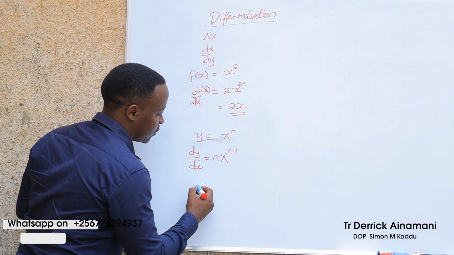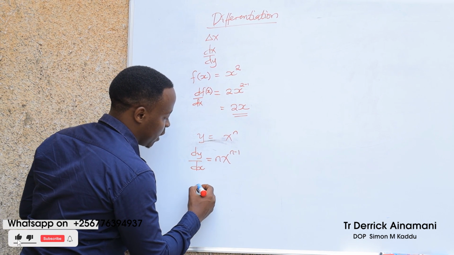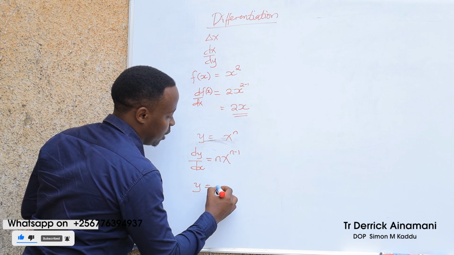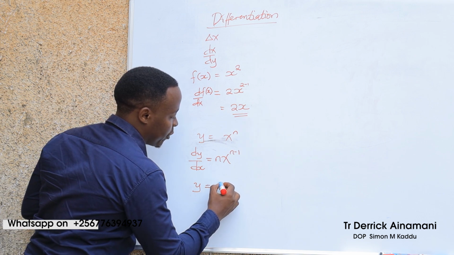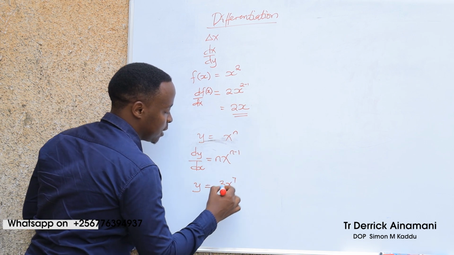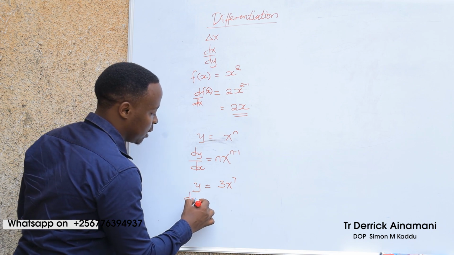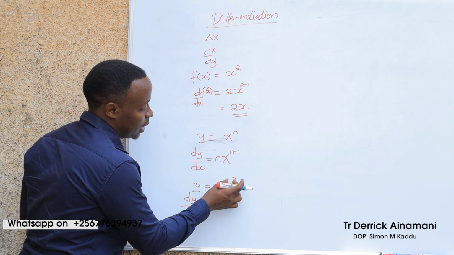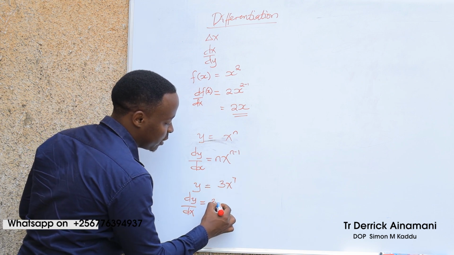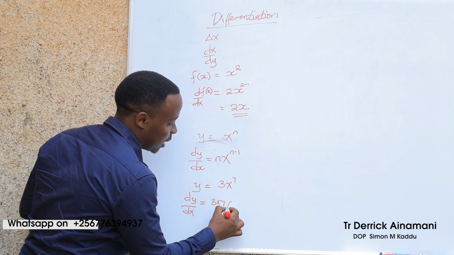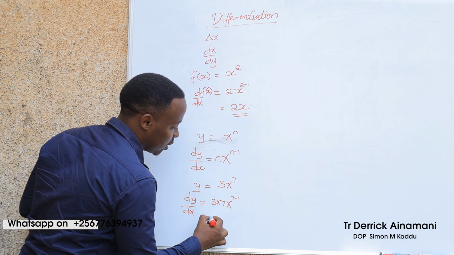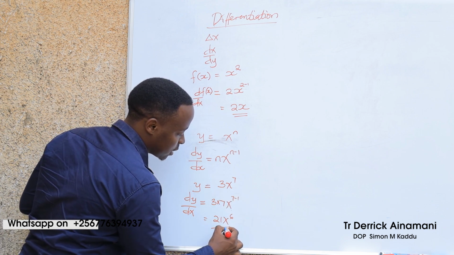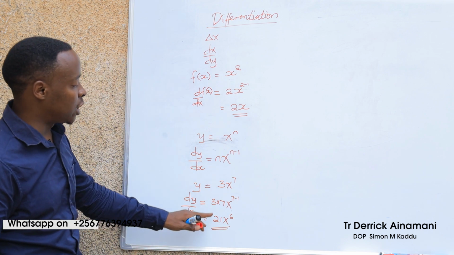More examples. Let's say you've been given a function y is equal to 3x to the power 7, and they are saying find dy/dx. Like we did here, the 7 comes down, so it would be 3 times 7 x to the power 7 minus 1, which would be equal to 21x to the power 6. Here we have differentiated this one.